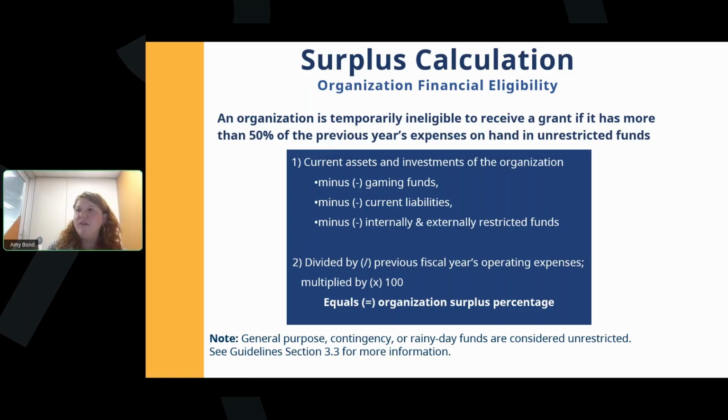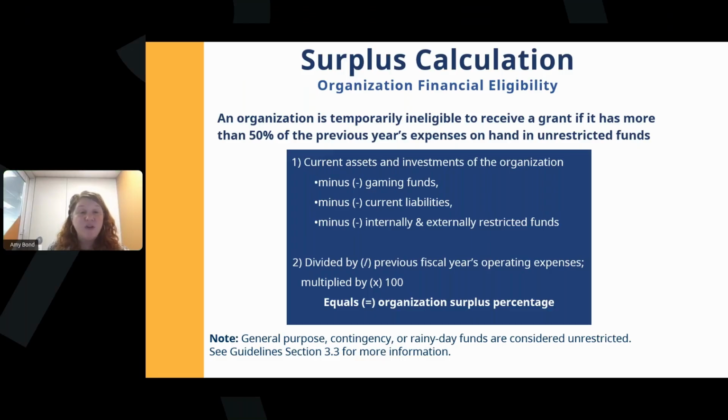We'll say what is your available current assets and investments. We deduct gaming funds, deduct current liabilities, and deduct internally or externally restricted funds. This gets divided by the previous fiscal year's operating expenses to get to the surplus percentage. So you can restrict funds for this. I will note general purpose restrictions, contingency funds, or rainy day funds are not considered in this.